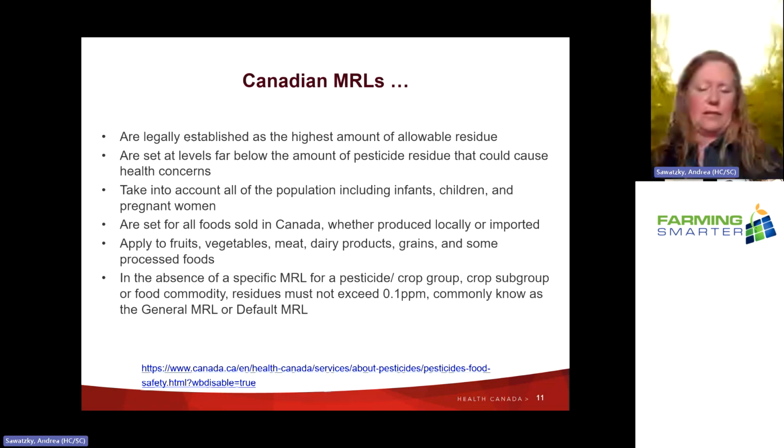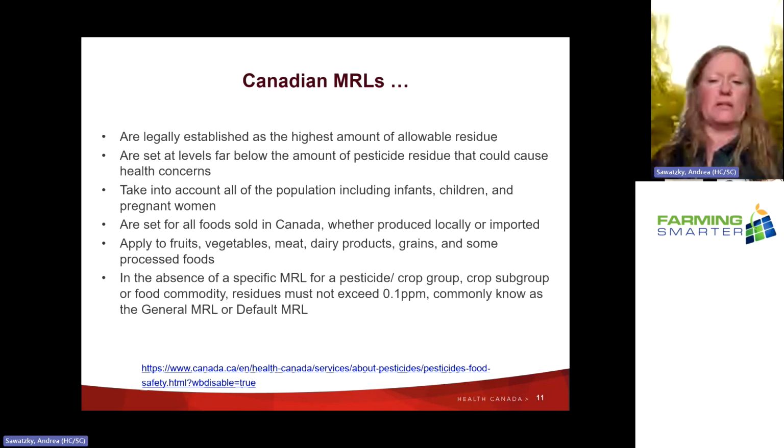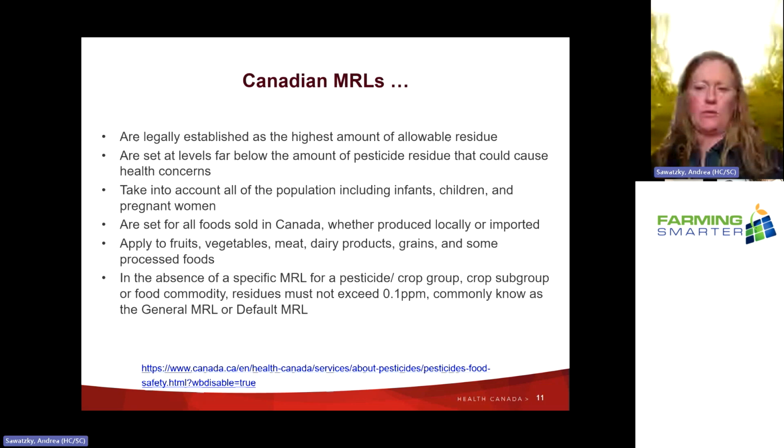So basically, with setting the MRLs, what we're doing is protecting health and the environment. Before you set an MRL for a given pesticide on a food, Health Canada scientists, again, these are in Ottawa, evaluate the pesticide to ensure that it can be used in a way that protects human health and the environment and effectively manages pests.